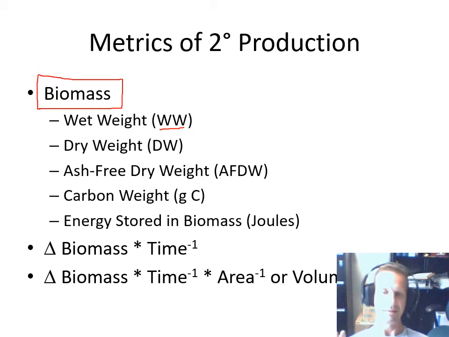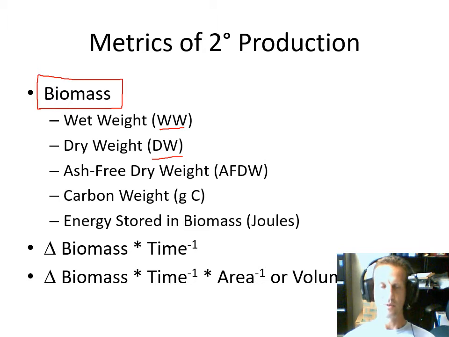So wet weight, not the most accurate kind of weight, but it is the only kind of weight that you can do if you want to keep the organism alive. Dry weight, abbreviated DW, is more accurate. Usually to get dry weight, you have to kill the organism and dry it.